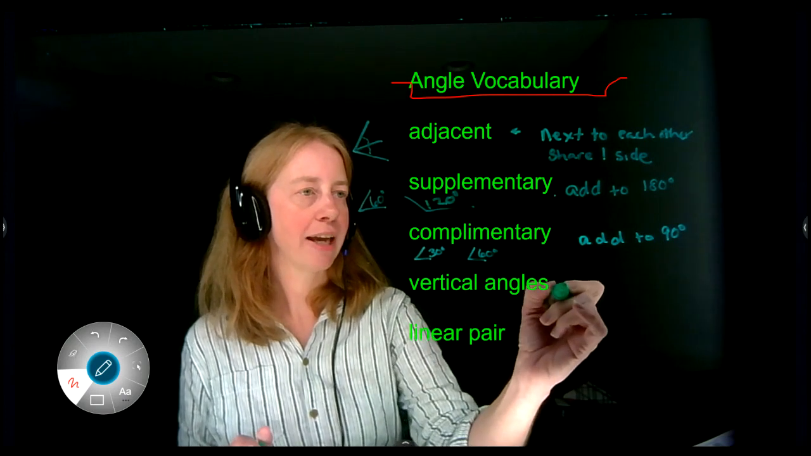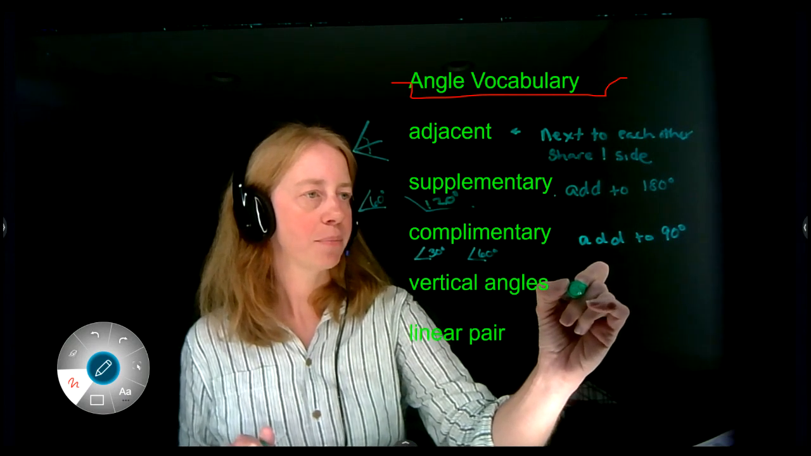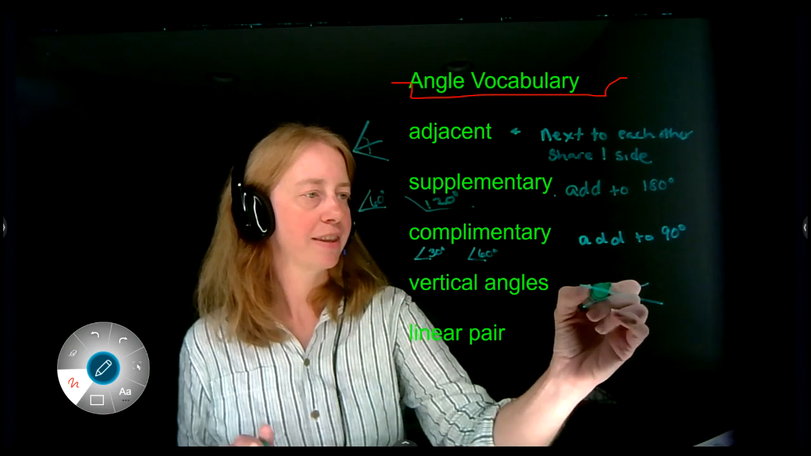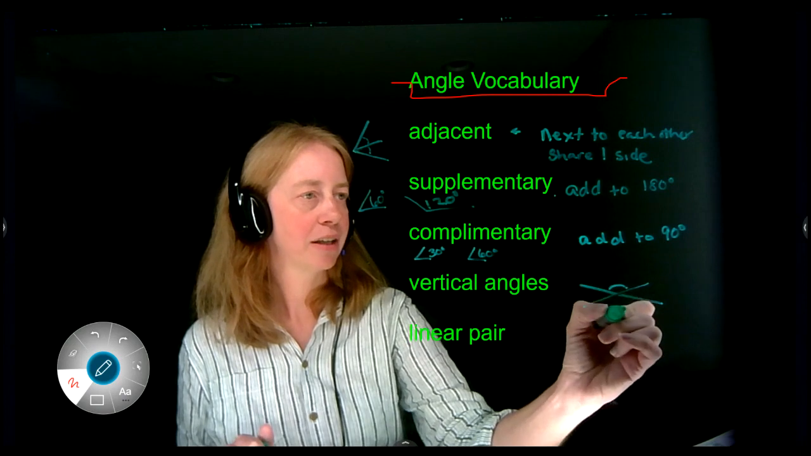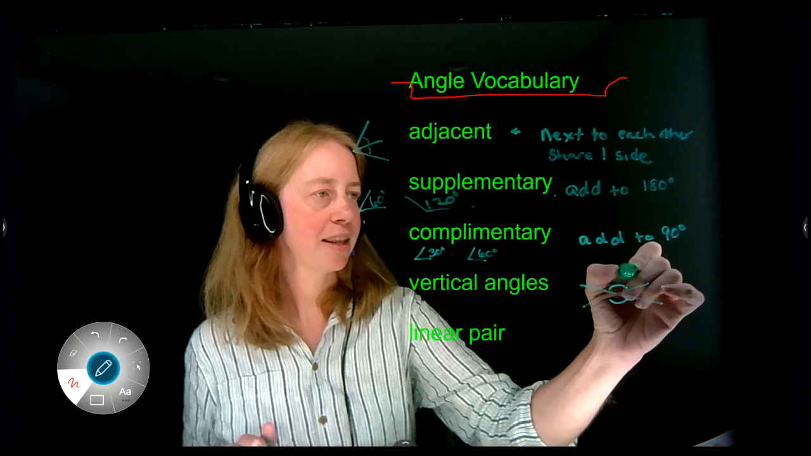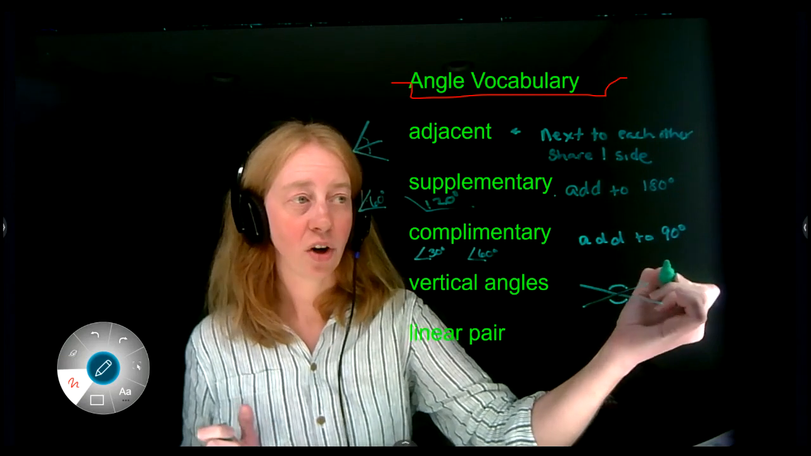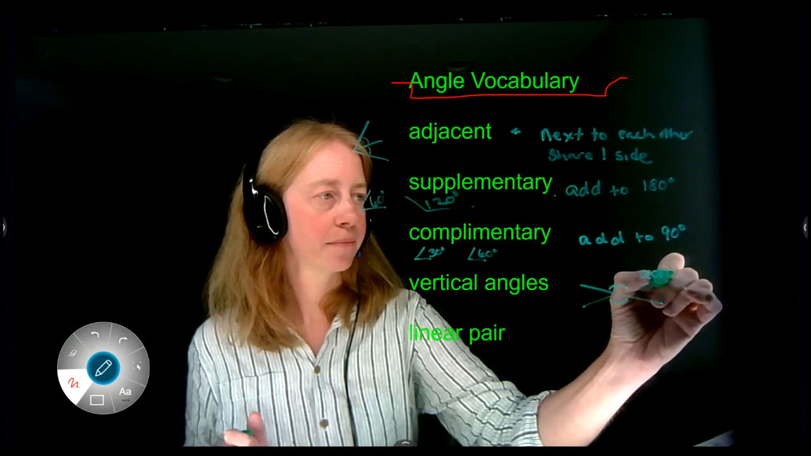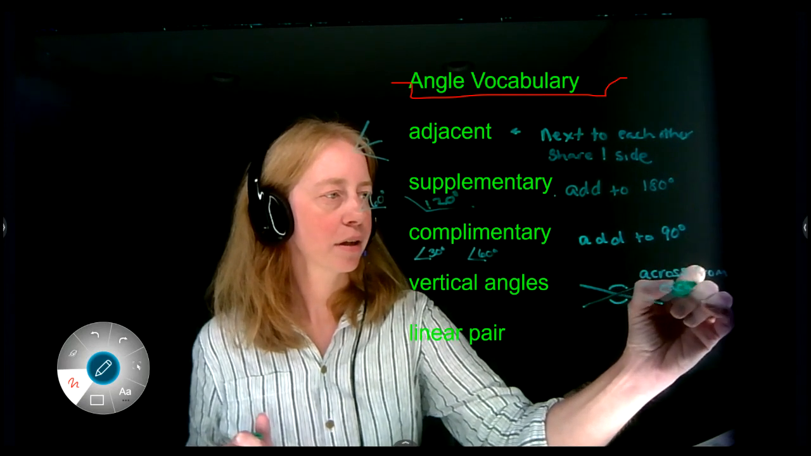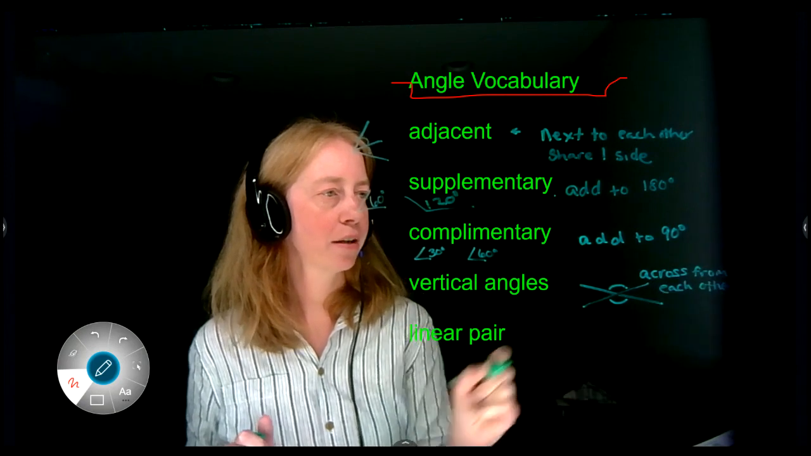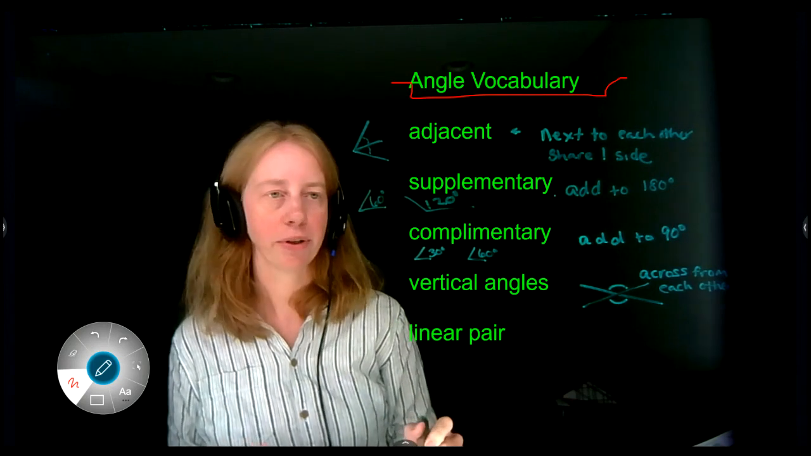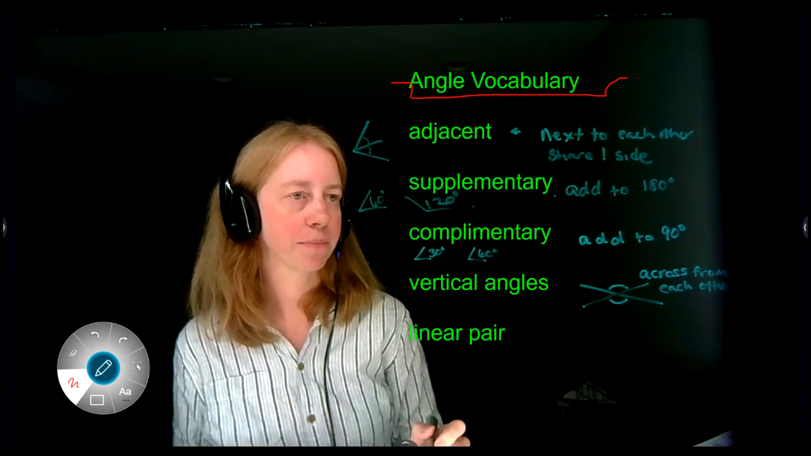All right, vertical angles. If I draw a picture like this, okay, this angle up here is a vertical angle to this one. Okay, so we're going to say that they are across from each other. Okay, so they are across from each other and they are like corner neighbors. We'll call them corner neighbors.